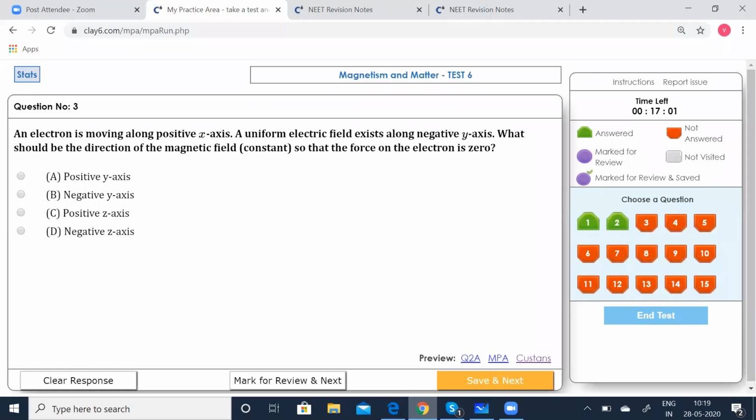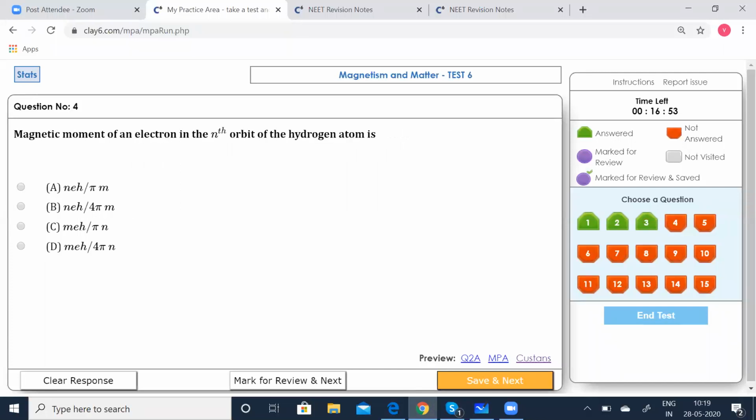So this is now going to be negative z-axis. Okay. So what should be the direction of the magnetic field? So the magnetic field should be negative z-axis. Okay. So save that. Go to the next.